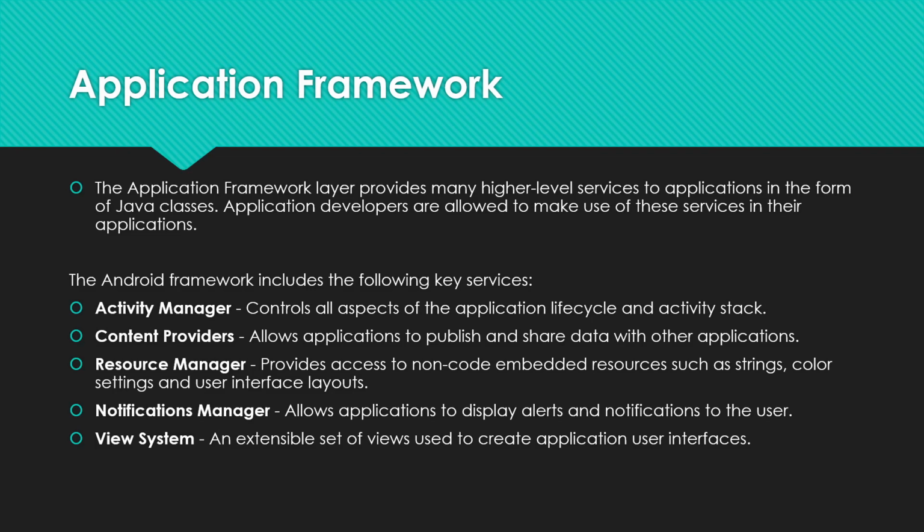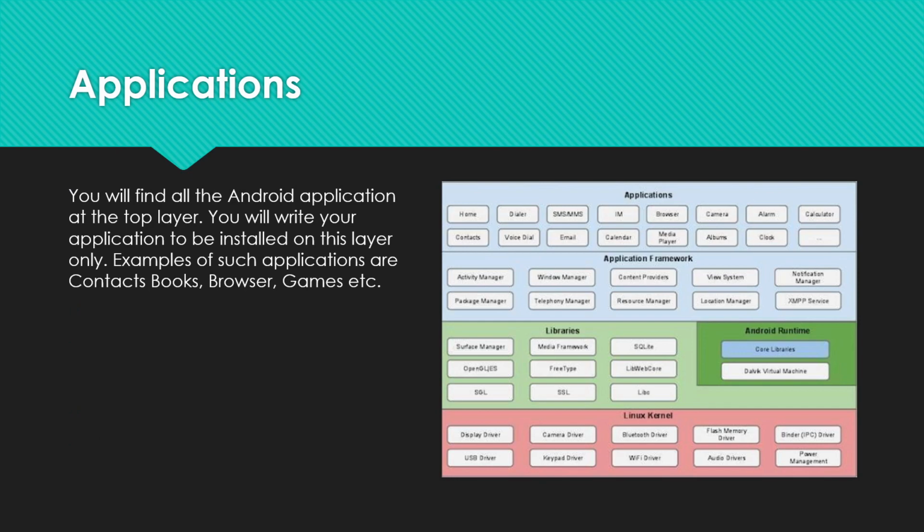And then we have another service, the view system. This allows you to create user interfaces. It handles the user interfaces of the applications. And then the last layer would be the application. This is what the user sees. It is on the top layer, visible and interacting with the users. Okay? So examples are contact books and all the applications within your Android device.